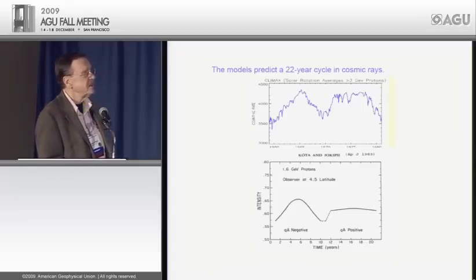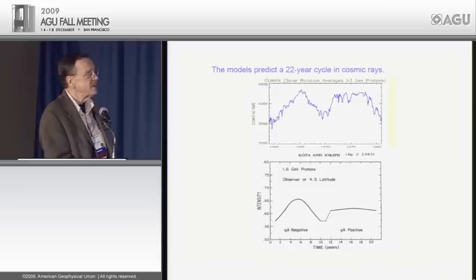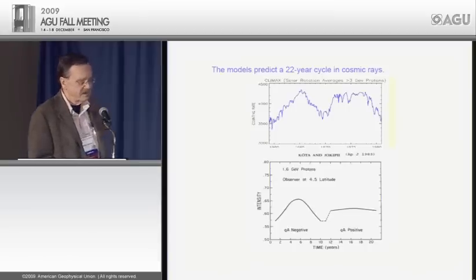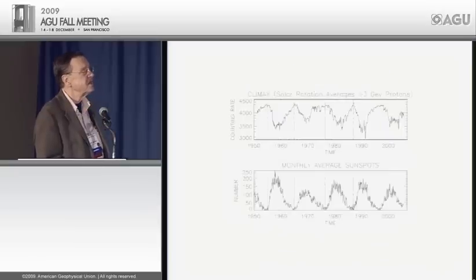And you can see that the intensity was a sharper maximum for the current sunspot cycle, current sign of the magnetic field, and more flat for the other. And this was thought to be a reasonably good confirmation of the basic ideas. Next slide. So this is, again, a longer time period, Climax neutron monitor.